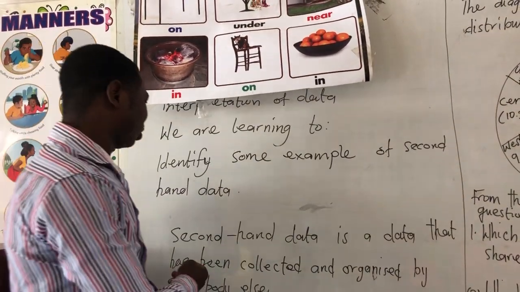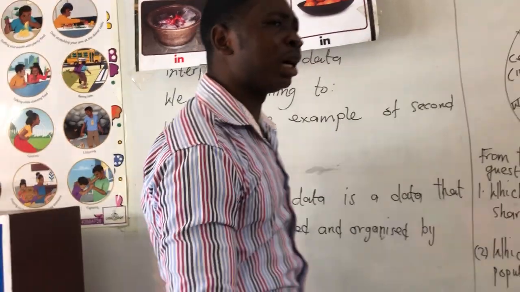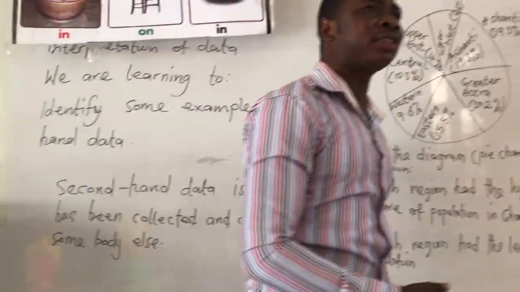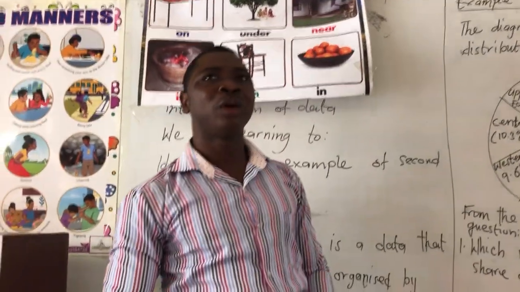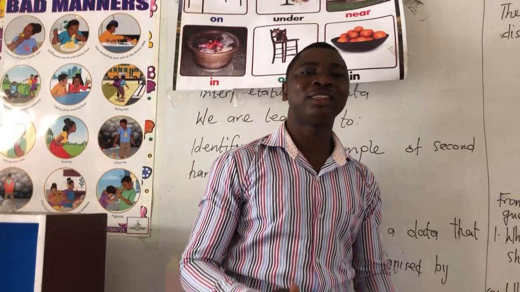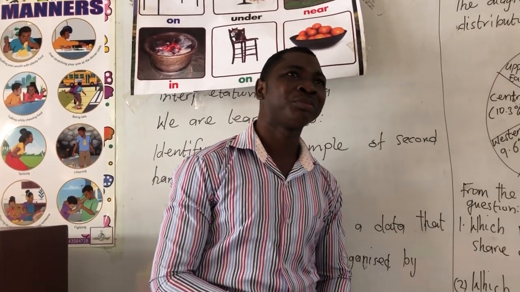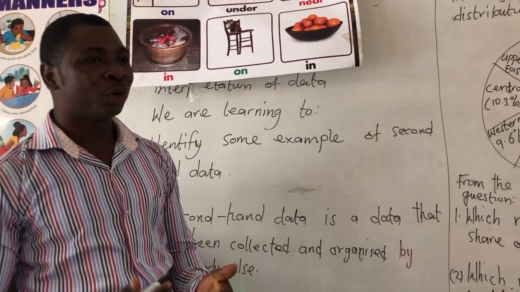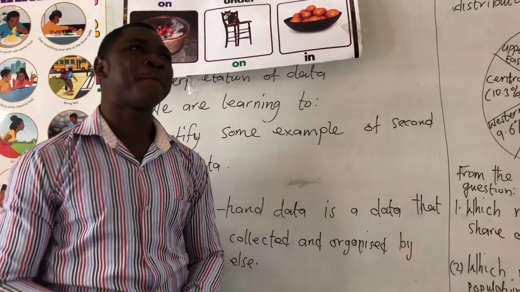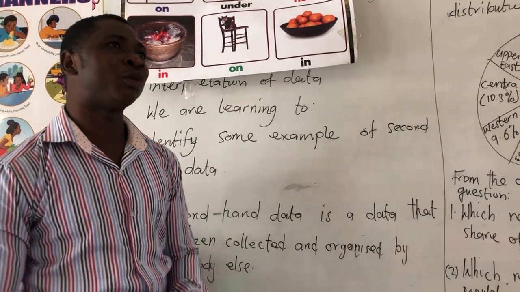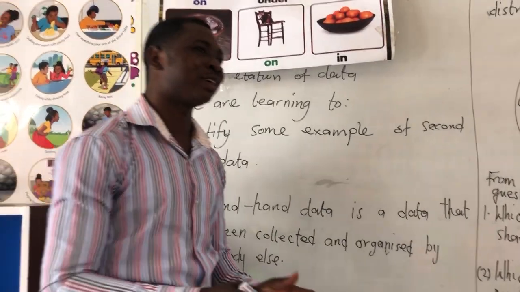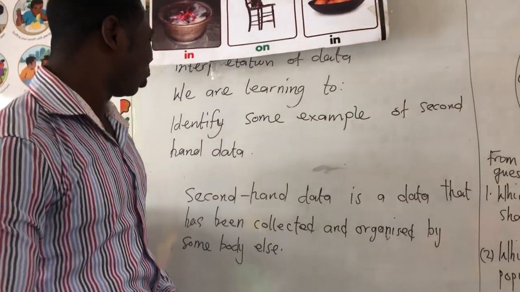Previously we learned about first-hand data. You said first-hand data is data being collected by you yourself. We also talked about second-hand data, but we don't know any example of it. So, what's second-hand data?